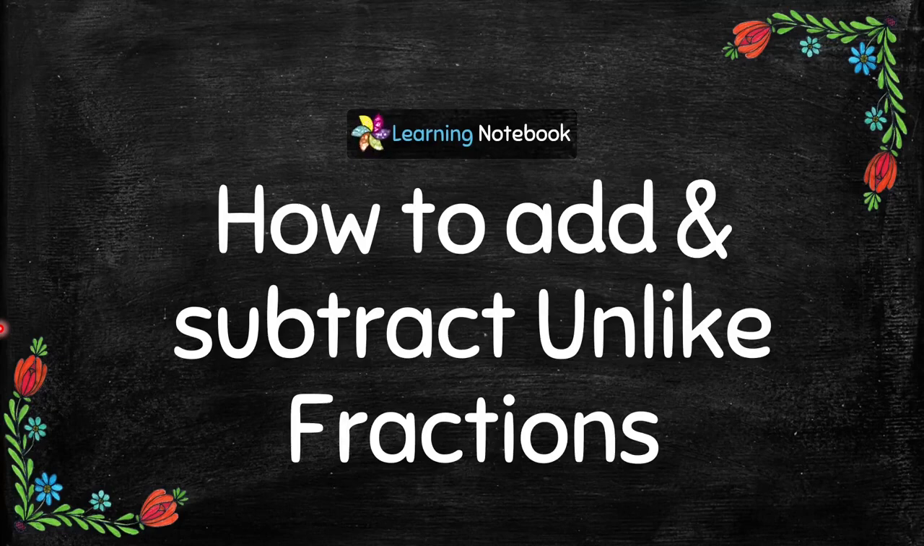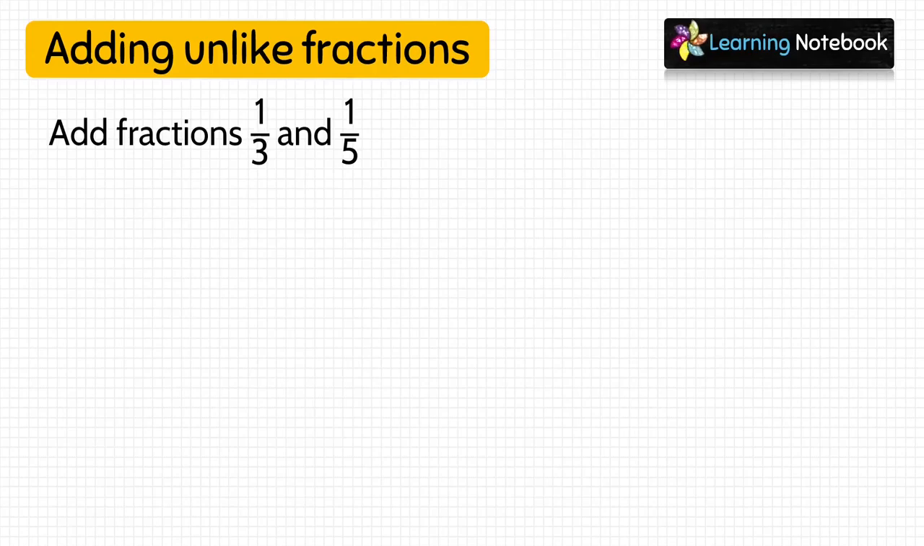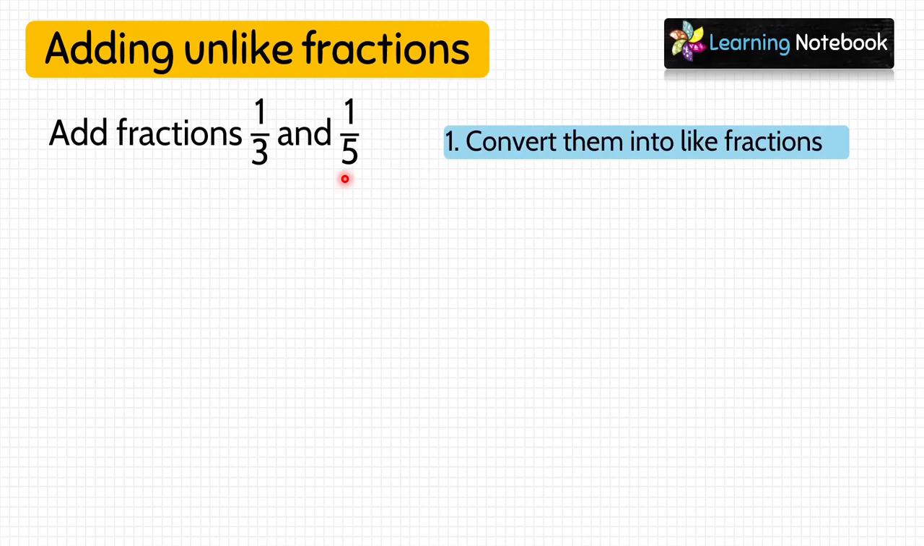Now let's learn how to add and subtract unlike fractions. Question is, add fractions 1 by 3 and 1 by 5. Now students, here you can see both these fractions have different denominators. So these are unlike fractions. So to add unlike fractions, we first have to convert them to like fractions. And to convert them into like fractions, we have to find the LCM of their denominators.